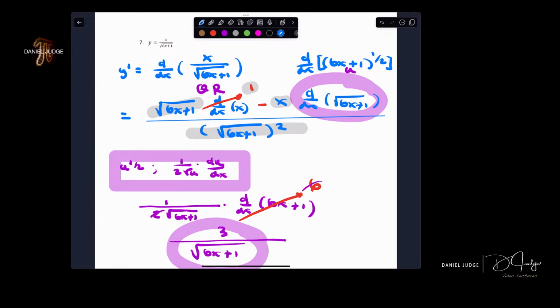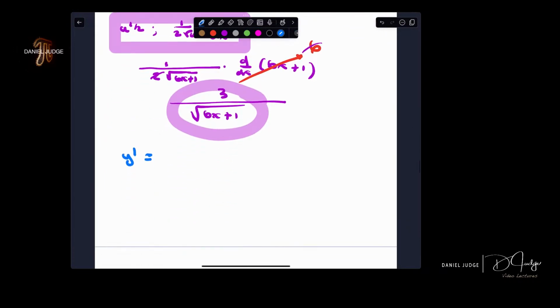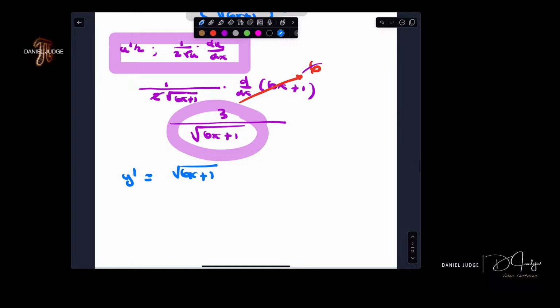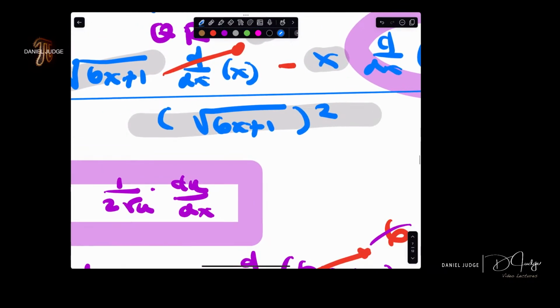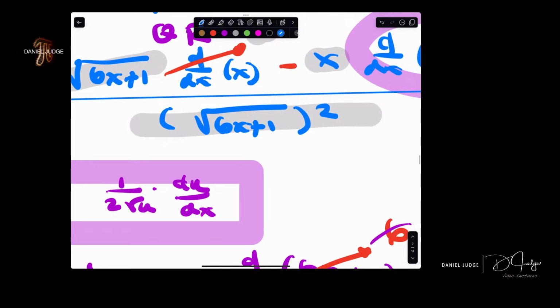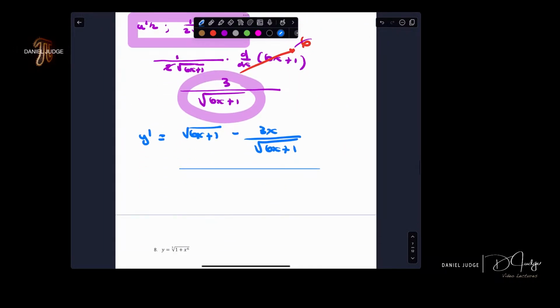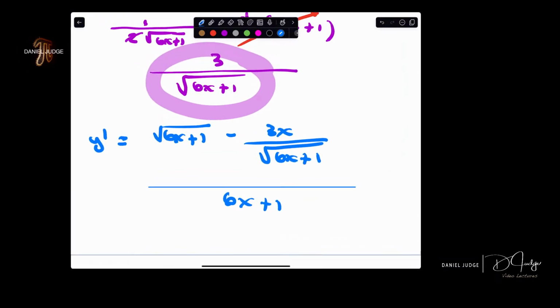Okay, let's do some algebra and some arithmetic. Let's find out what this is. Square root of 6x plus 1 minus 3x over square root of 6x plus 1, divided by the square root of something squared. That gets rid of the radical, so you just have 6x plus 1 down here, okay?